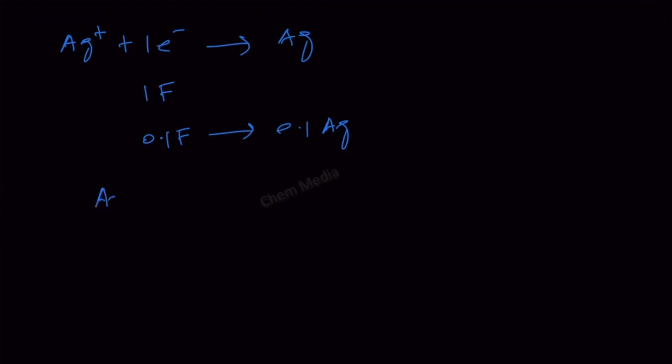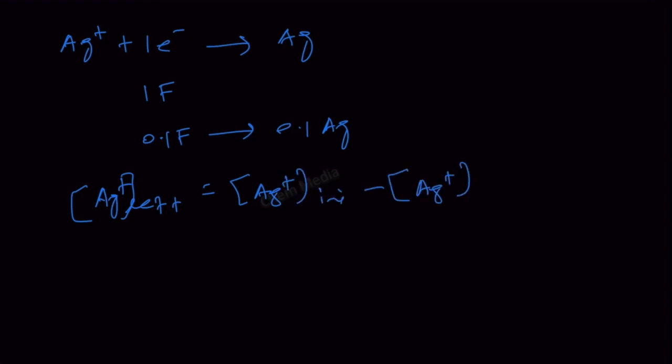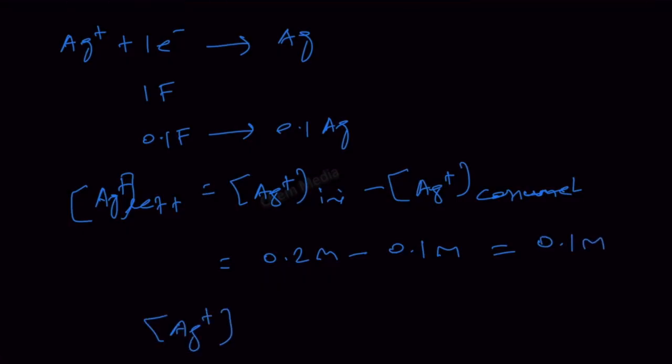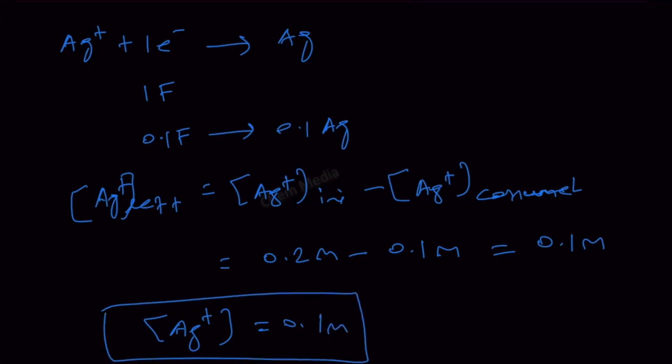So therefore, the concentration of Ag+ left is equal to whatever the concentration we had for Ag+ initially minus Ag+ consumed, isn't it? So this will be equal to, initially we have 0.2 molar minus consumed 0.1 molar. So the new concentration is 0.1 molar. This is the value we should use in the Nernst equation. If we use the older values, you cannot get the correct answer.